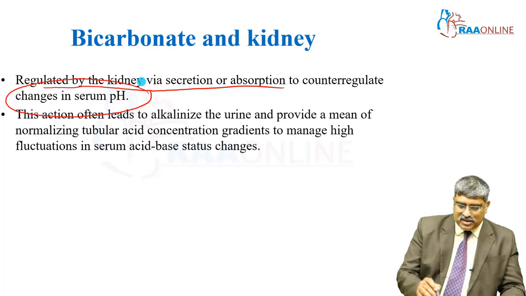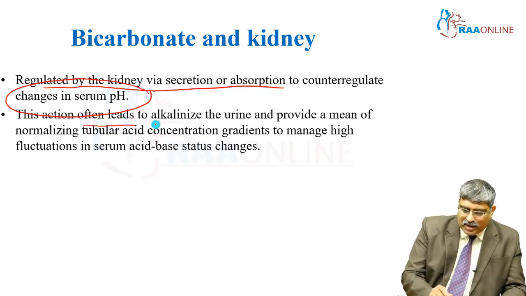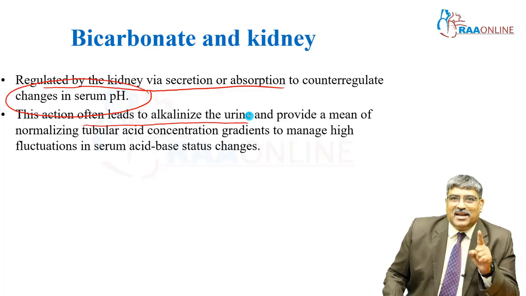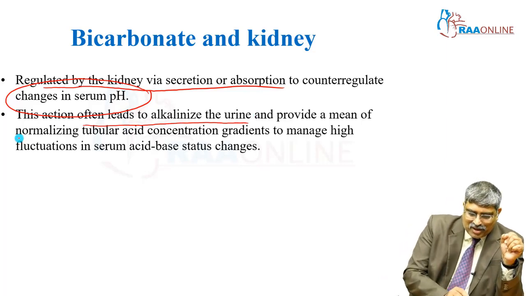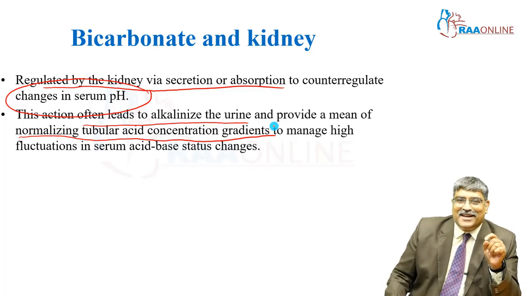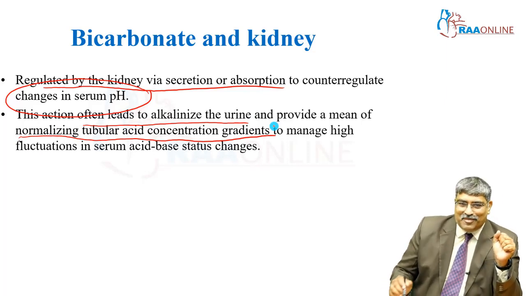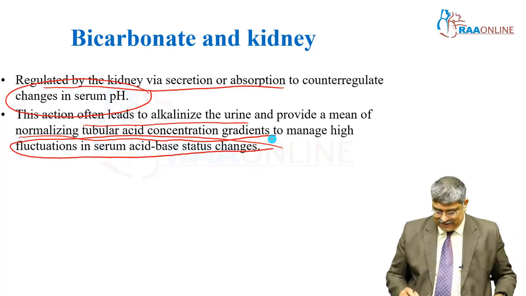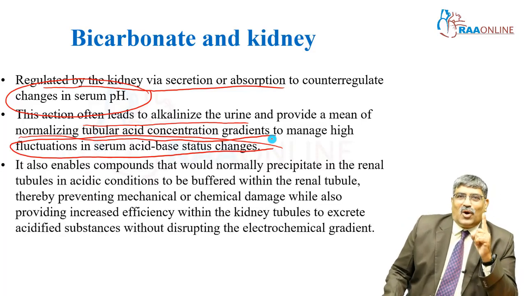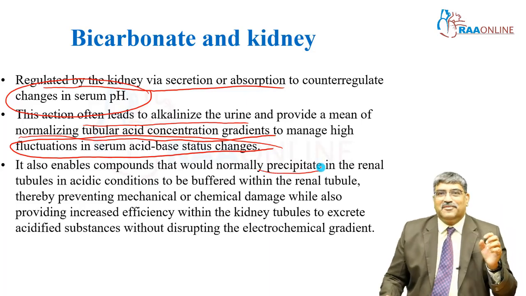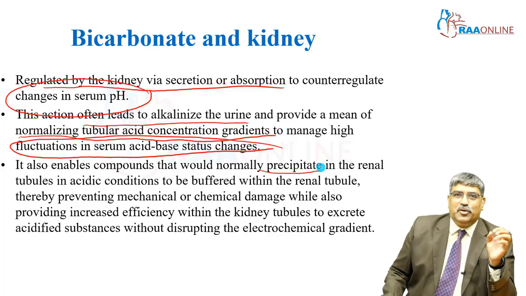Another important thing is, by giving bicarbonate, you alkalize the urine. By alkalizing this urine, it normalizes the tubular acid concentration gradient, and this helps in managing fluctuation in serum acid base status. Not only that, it also helps in preventing the precipitates which happen in the renal tubule.